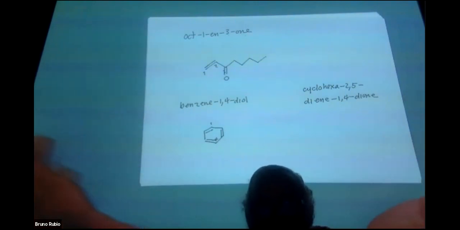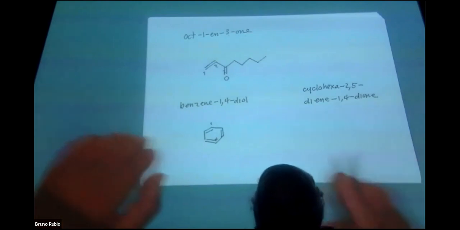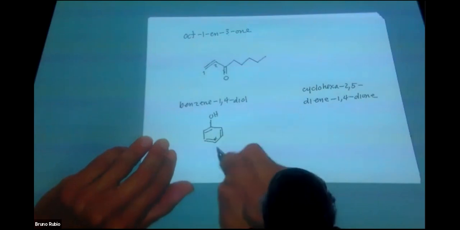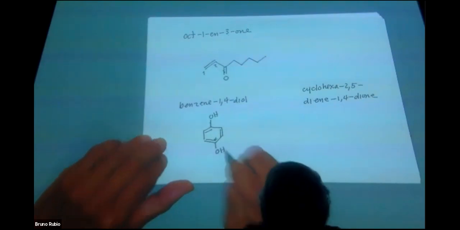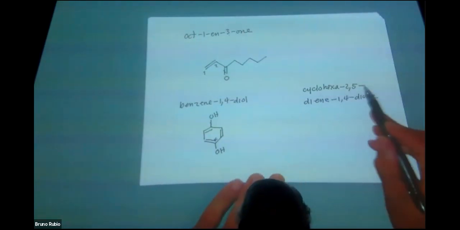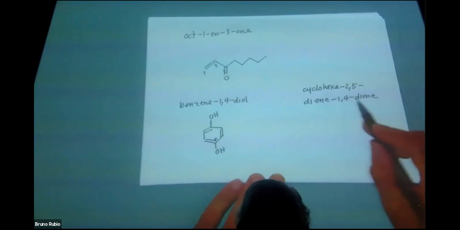1,4-diol. Ol is the priority group ending for the alcohol group. And this is telling you that you have an OH group at carbon 1 and another OH group at carbon 4. So that's benzene 1,4-diol. Okay, over here, cyclohexa 2,5-diene 1,4-dione.